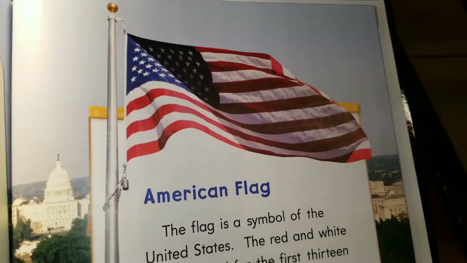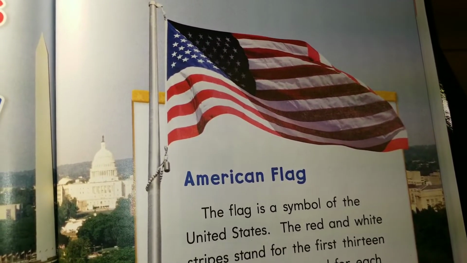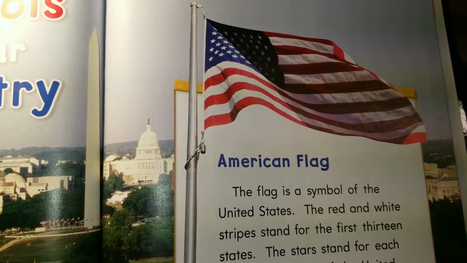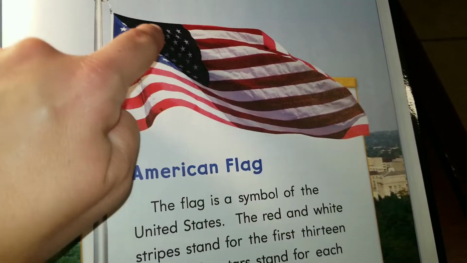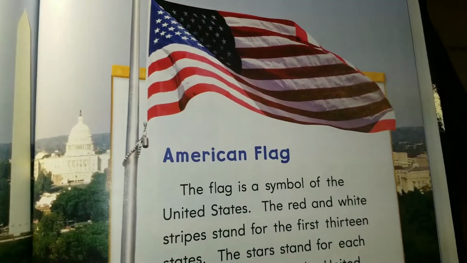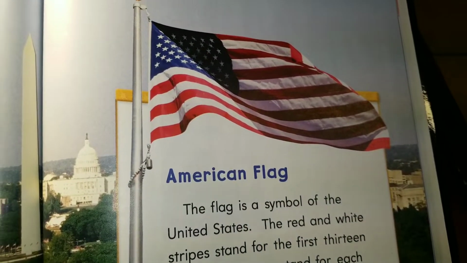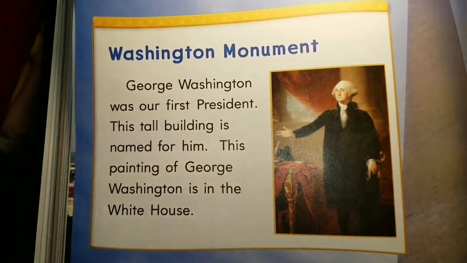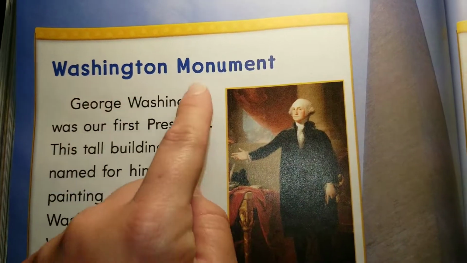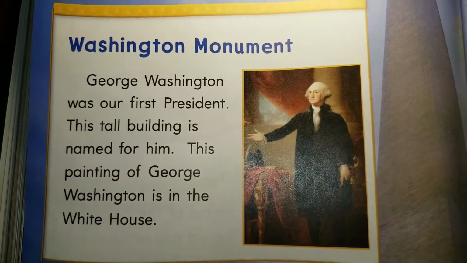So if you remember, when we looked at the different pictures of the flag of the United States, at the beginning the stars were arranged in a circle, and there were fewer stars, right? Nowadays there are 50 because now we have 50 states. Let's continue reading. We're going to read about the Washington Monument, and this is George Washington.